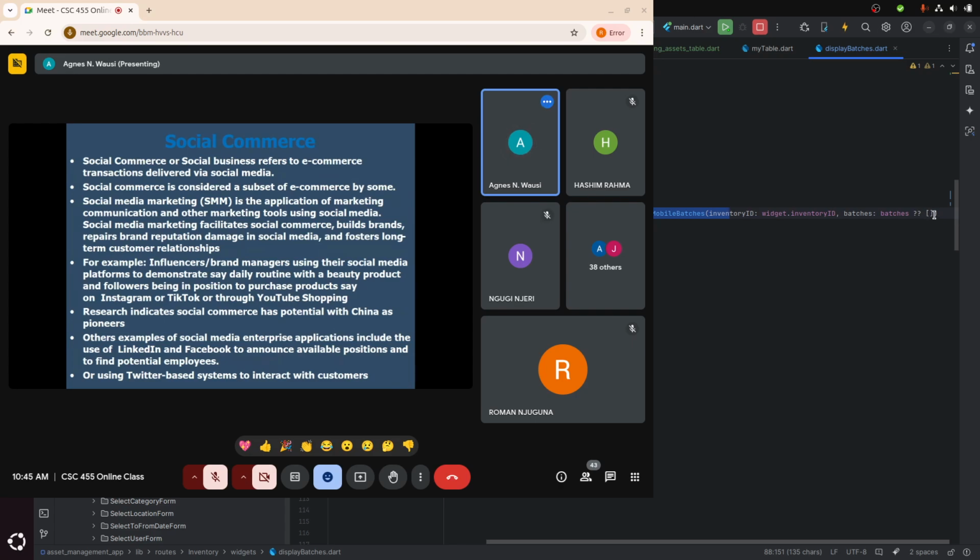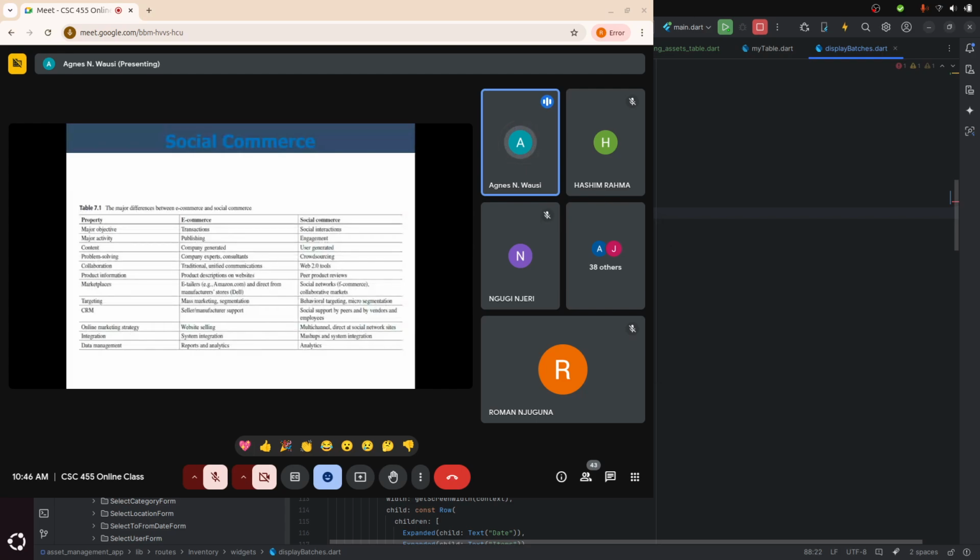Twitter-based systems, I think, are those where you're able to interact with customers. Somebody can actually engage the customers using the available technologies. Yeah. This one, I think we will leave it there for you to look at in terms of the differences between e-commerce and social commerce.